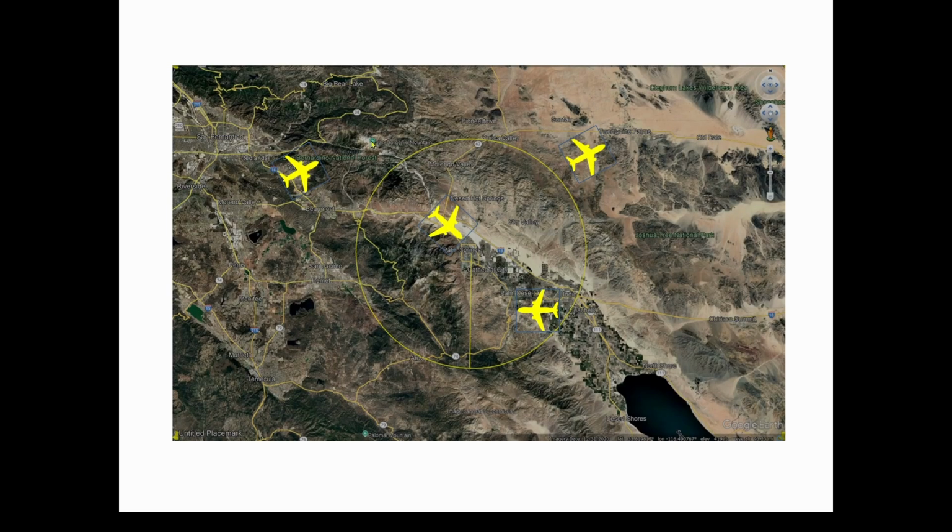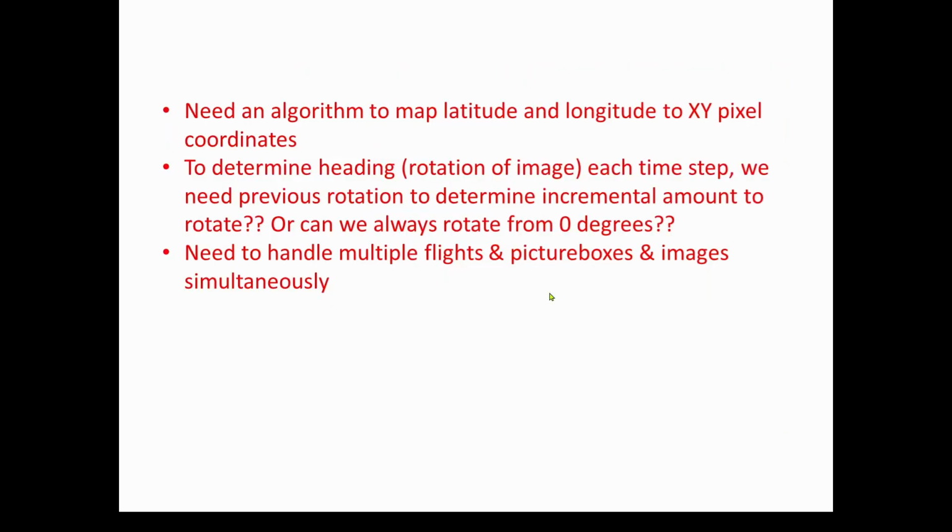And again, we're going to have multiple images. We can assign each image to a picture box. Are we going to rotate the picture box, or are we going to rotate the image inside the picture box? Those are things we're going to have to think about. And again, we're going to have to do that for every aircraft. And we're going to have to handle multiple flights and picture boxes and images simultaneously. So you can see this can get kind of complicated and a lot of work. And we're also going to have to do this fairly quickly so we don't slow down our display.